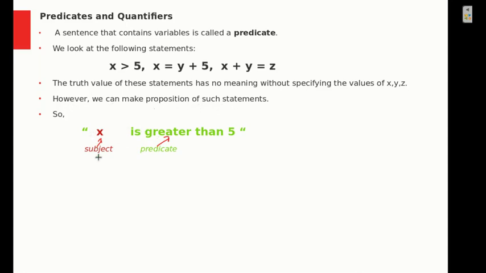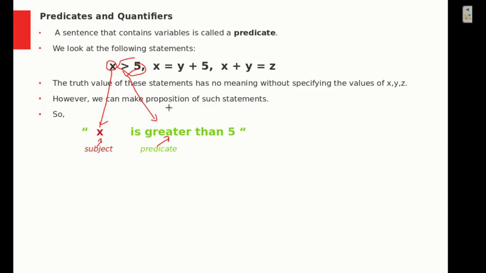So this is a proposition: x is greater than 5. This is x, and "is greater than 5" is a predicate. The same goes with the rest. The simplest example we can give is x is greater than 5: the x is the subject, and "is greater than 5" is a predicate. So a predicate is a property that is affirmed or denied about the subject. Either we can affirm or we can deny about the subject.